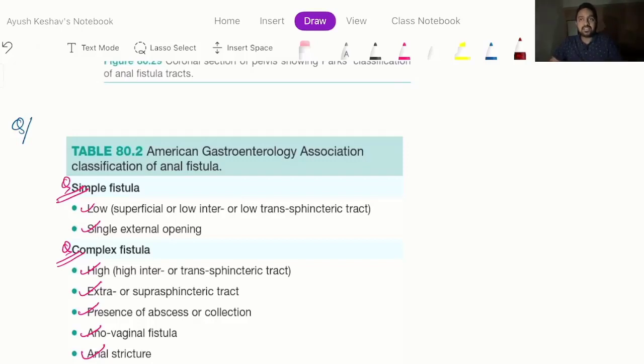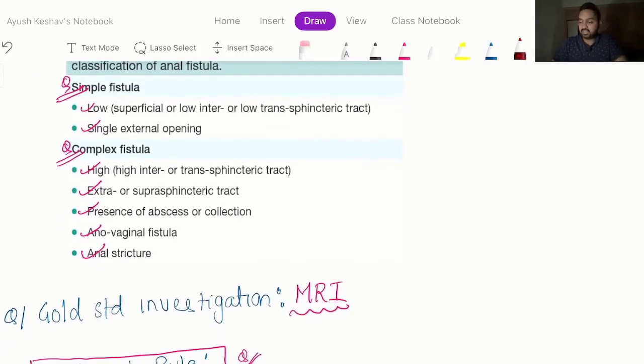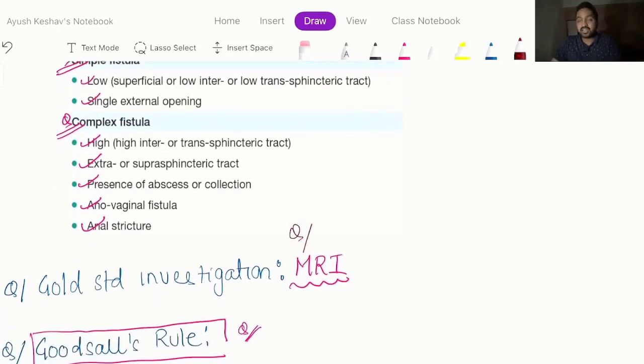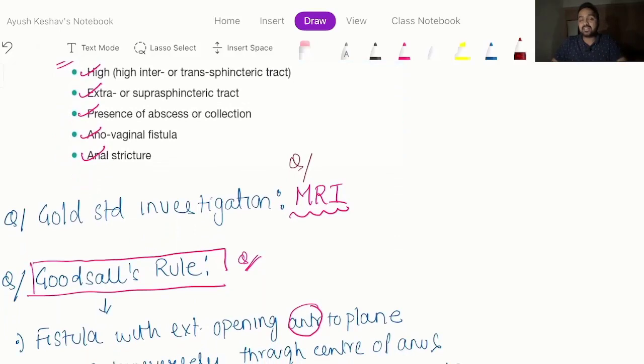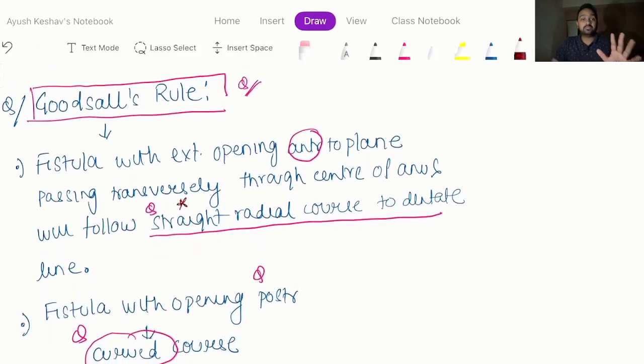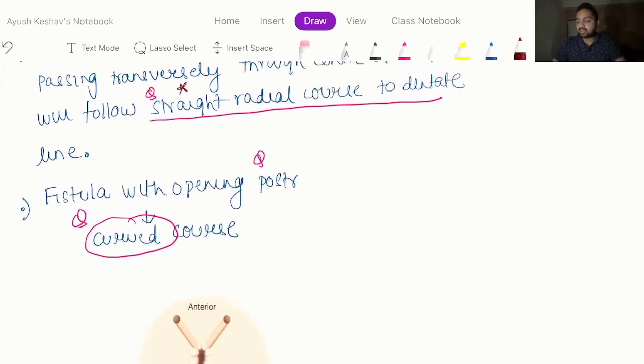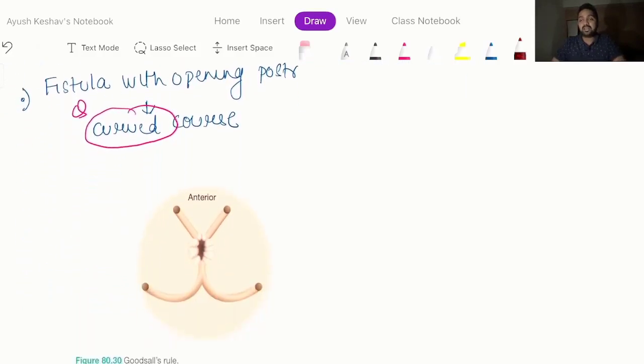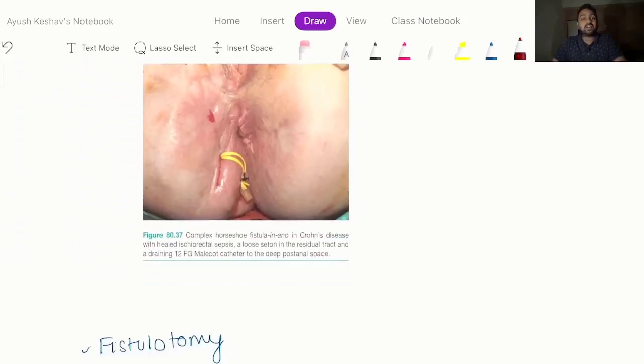Now a recent question that was asked in the NBE conducted FMGE exam was the gold standard investigation. The gold standard investigation is MRI. Then there is a question that has not yet been asked, but has the potential to be asked, regarding Goodsall's rule. A fistula with an external opening anterior to the plane passing transversely through the center of the anus will follow a straight radial course, whereas a fistula with the opening posterior will follow a curved course. This is the image depicting Goodsall's rule. And regarding treatment, we have the seton treatment, then you have fistulotomy.